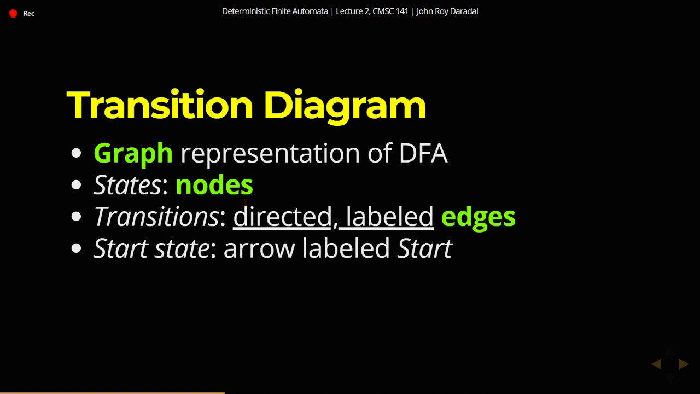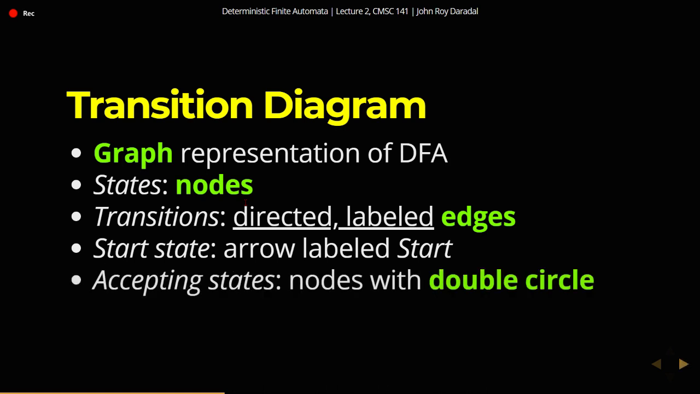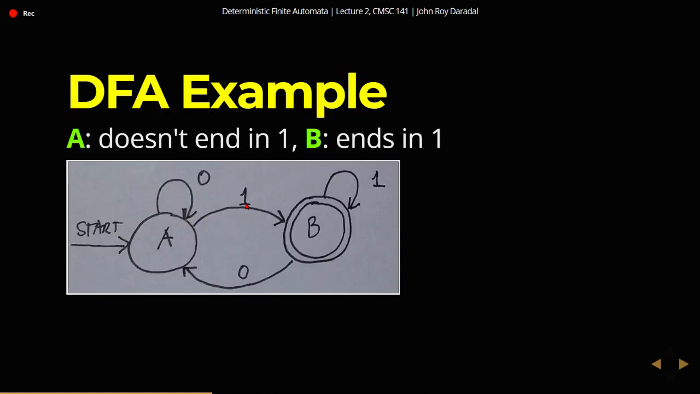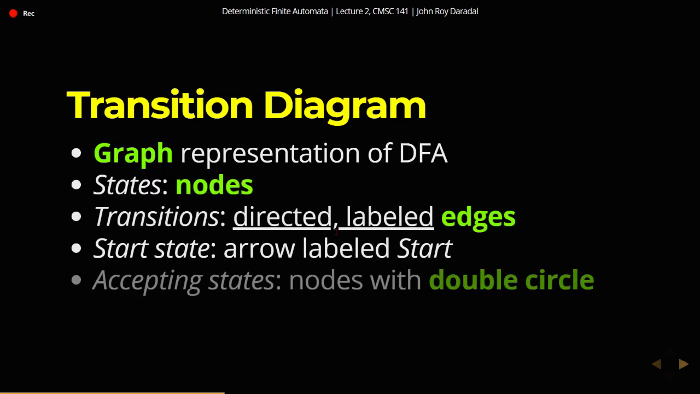You also label the start state with an arrow labeled start, as we saw earlier. And the accepting states are nodes with double circle. So going back to our example, we have our start state here labeled by the arrow with the start, and the accepting state is state B because it has a double circle. Okay, so that is the transition diagram.